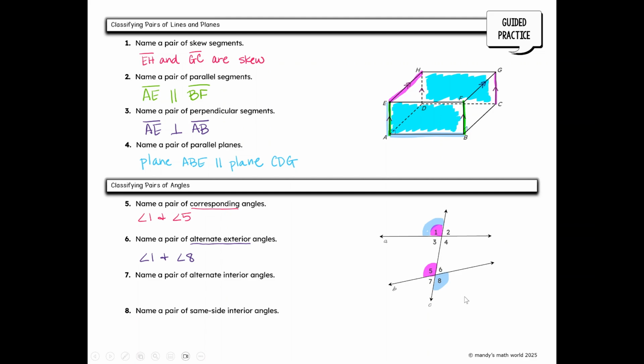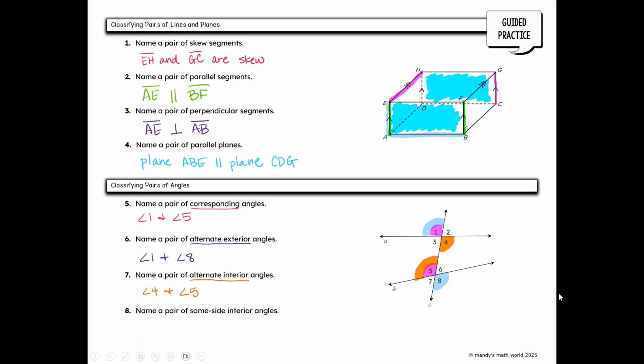Number 7, name a pair of alternate interior angles. Now we're looking at opposite sides of the transversal, but these angles that are on the inside of those lines. What's an example of that? Angle 4 and angle 5 are alternate interior angles. Could I have said angle 3 and angle 6? Sure, those are also alternate interior angles.